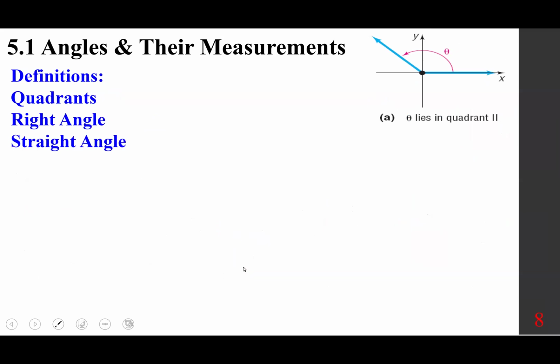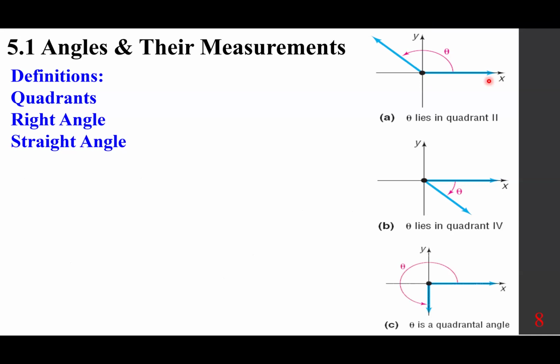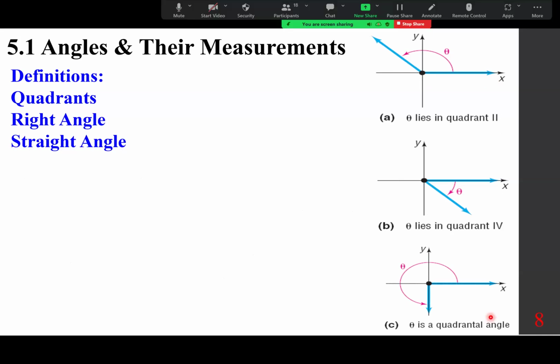We continue with the definitions. Quadrants, right angle, straight angle. So here theta is in quadrant 2. Theta lies in quadrant 2. Here theta lies in quadrant 4. We're talking about the terminal side, because when it's in standard position, we know that the initial side is along the positive x-axis. In this case, theta is a quadrantal angle because the terminal side is along one of those axes, x or y. In this case, it's along the negative side of the y-axis.